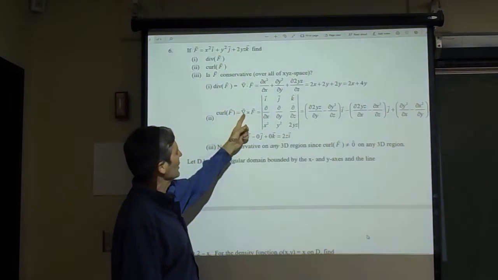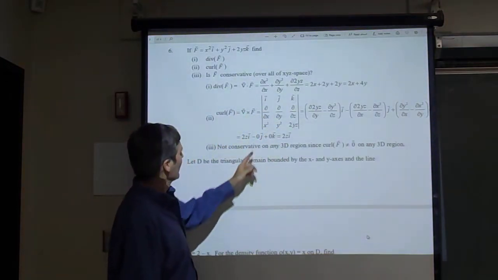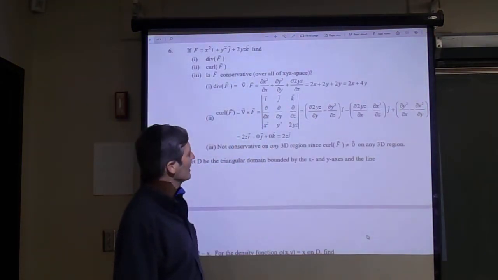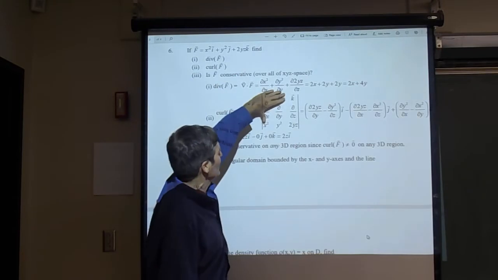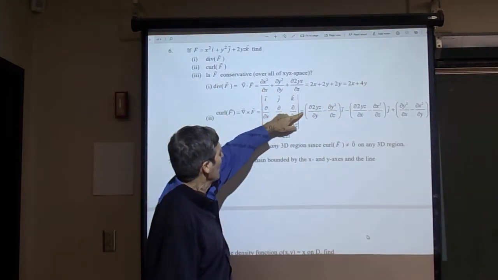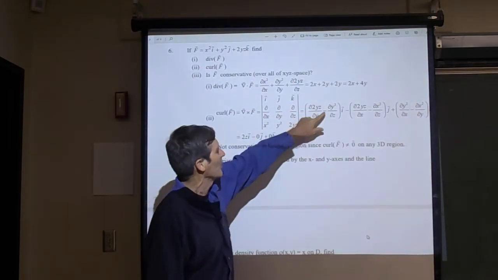The curl is del cross F, where del again is this d/dx, d/dy, d/dz. And here's F, the components of F, i, j, k, so you can compute the cross product. And when you do that, i multiplies this subdeterminant. This operating on this, so d/dy of 2yz, minus this operating on this, d/dz of y squared.